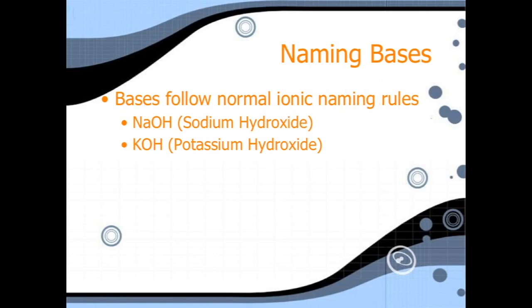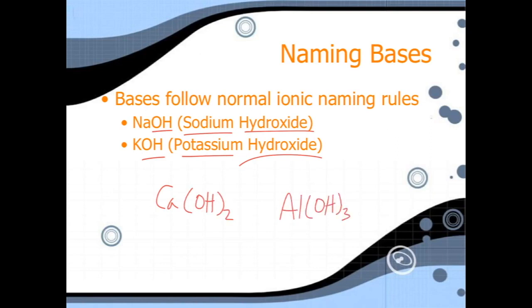And my bases are always going to be hydroxides, at least for regular chemistry. So it's going to be a metal hydroxide, metal hydroxide. Other examples could be Ca(OH)2, calcium hydroxide. Could be Al(OH)3, aluminum hydroxide. All of them are a metal hydroxide.